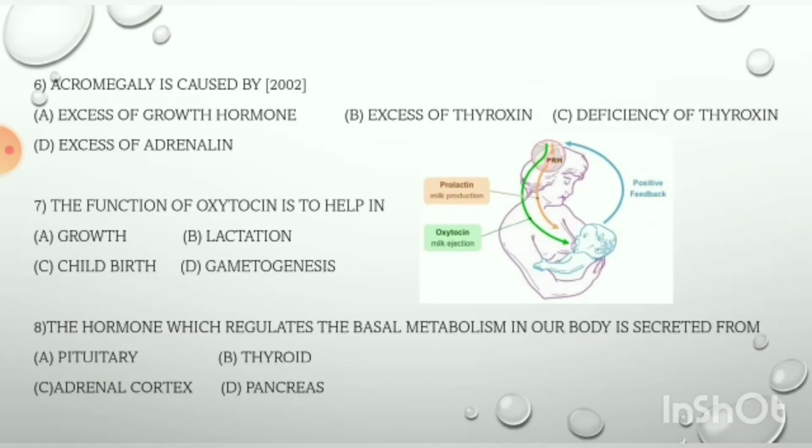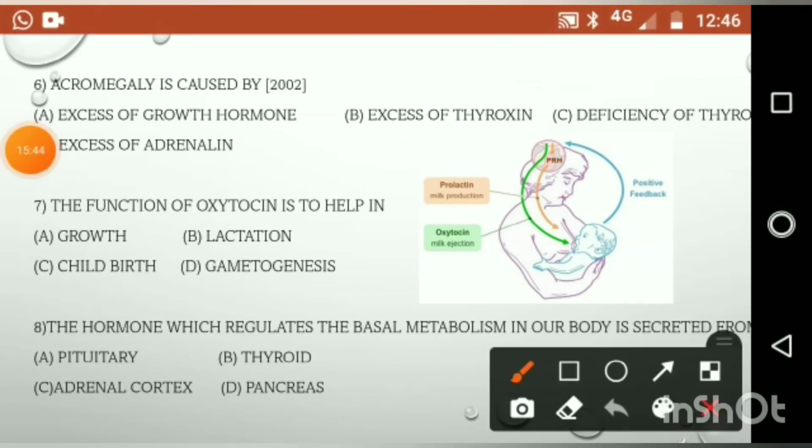let's go to the next question now. Acromegalia is caused by, and your options are excess of growth hormone, excess of thyroxine, deficiency of thyroxine, excess of adrenaline. Pause the video and answer this question. So the correct answer for this question is A. excess of growth hormone.